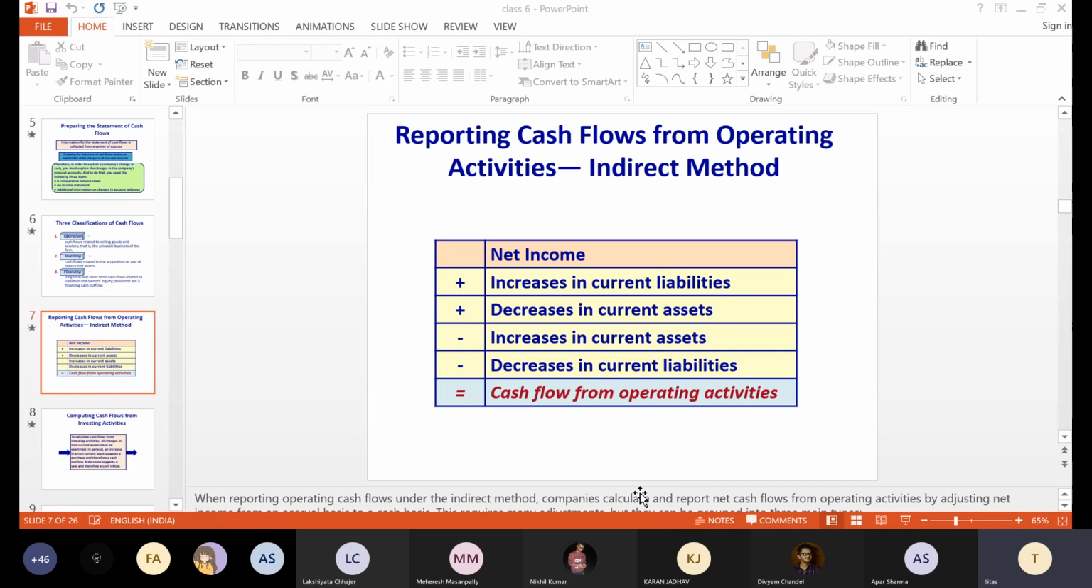So we have added depreciation since it is non-cash. We have added interest since it is maybe in cash but non-operating. And we have made the working capital adjustments. Increase in current assets we have deducted, and increase in current liabilities we have added. So can any of you tell me what is the cash flow from operations coming?